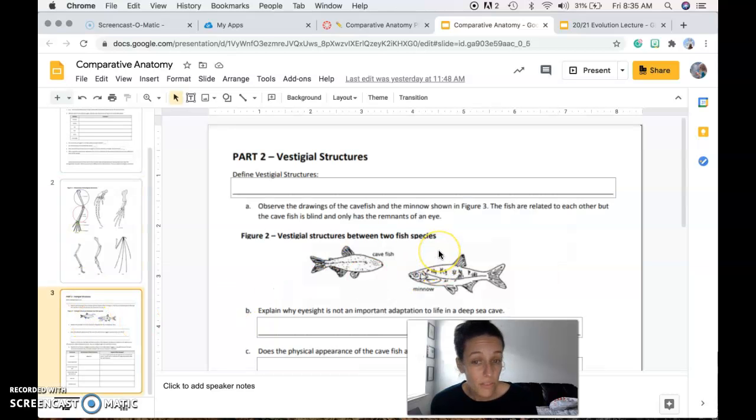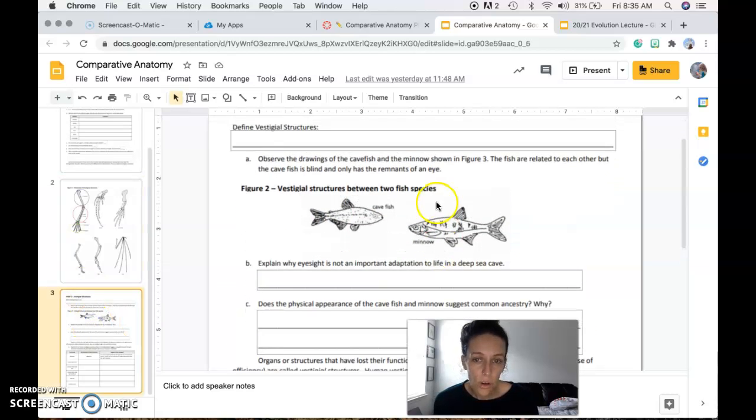The next one is about vestigial structures. So this is talking about two different fish. You have a cave fish and a minnow. Cave fish don't have eyes, or their eyes are not like eyeballs, they're just sockets. They have a remnant of an eye. But minnows do have eyes.